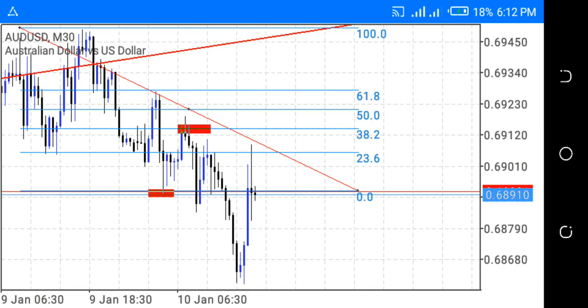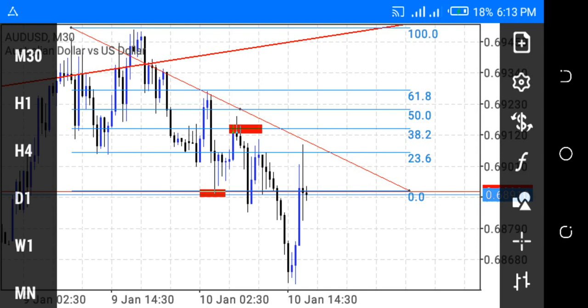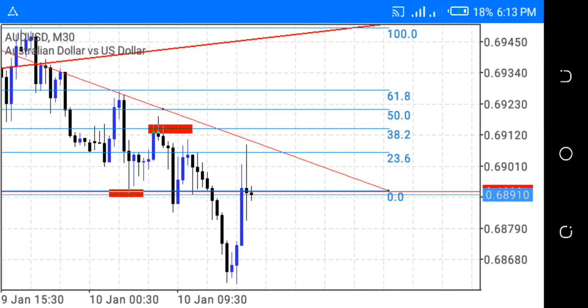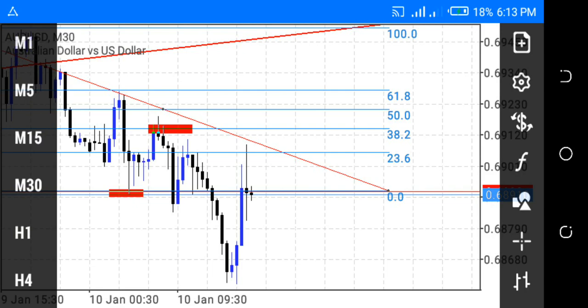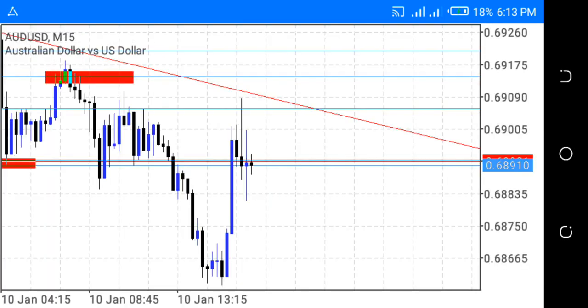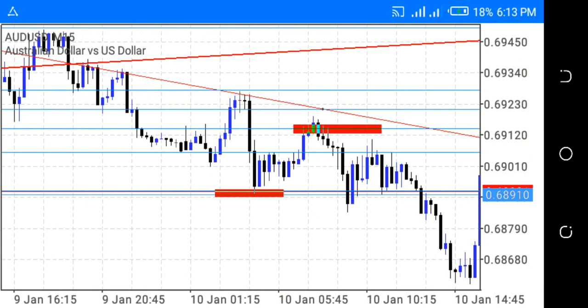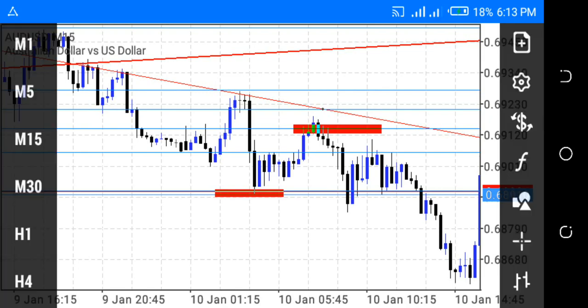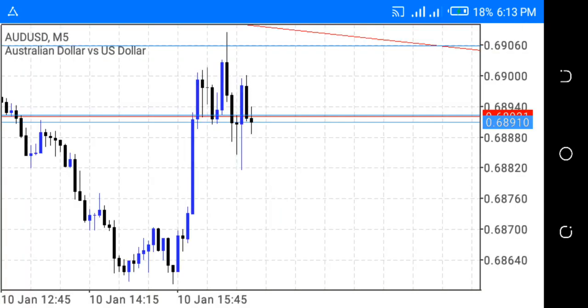Now what happened? Let's go down to the lower time frame. It was an opportunity to enter the market because the market got to the 23.6 flip zone. Let's check it out in the lower time frame, 15 minutes. See, we got a bearish engulfing here. And check the 5 minutes.